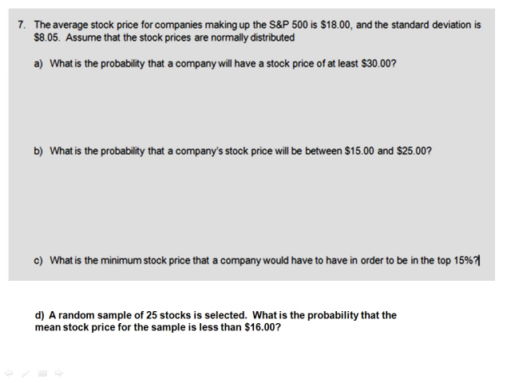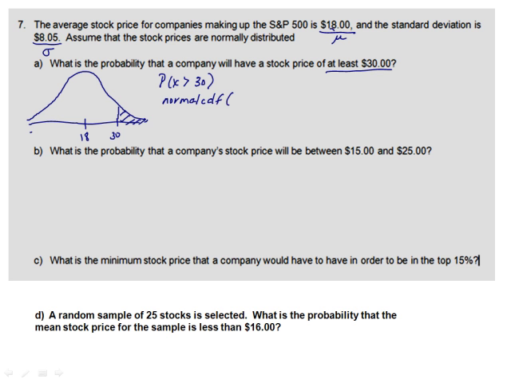Now one last slide here. This one we've got a normal distribution, but it's not a standard normal. We've got a different mean of $18 and a standard deviation of $8.05. So our first problem is, what's the probability that a company will have a stock price of at least $30? We're drawing the pictures again. Our mean of $18 goes in the middle. And at least 30 means that we're going from 30 to the right. So we're going to shade to the right. To write it in probability notation, we're finding the probability that x is greater than 30.